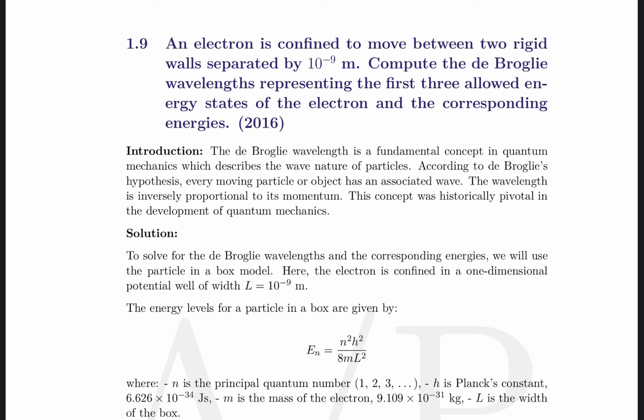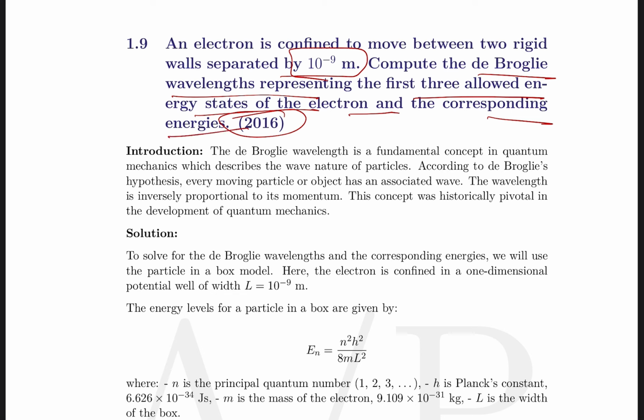Okay, so this is a question from 2016. An electron is confined to move between two rigid walls separated by 10^-9 meters. Compute the de Broglie wavelengths representing the first three allowed energy states of the electron and the corresponding energies. So here the concept is again the de Broglie wavelength. We need to find the first three allowed energy states of the electron and the corresponding energies.